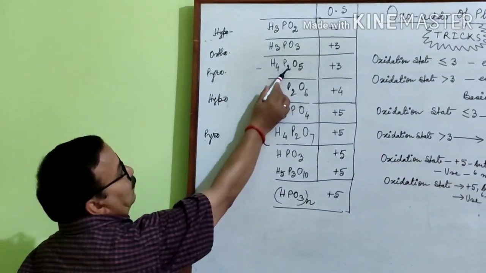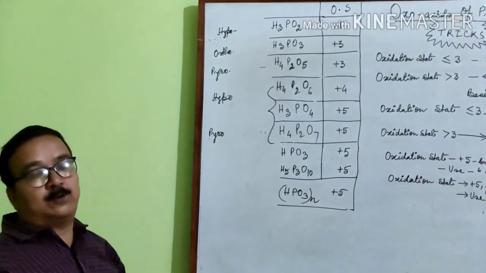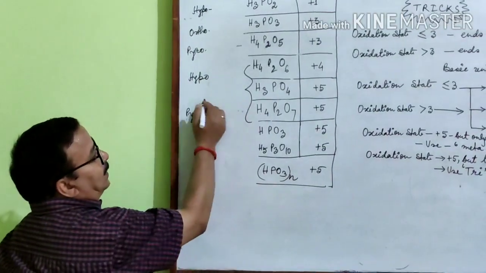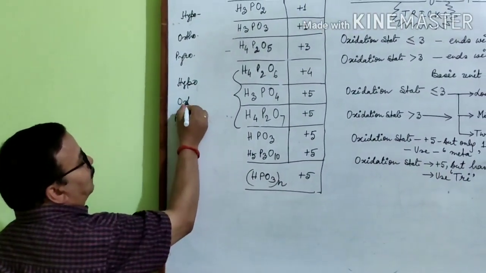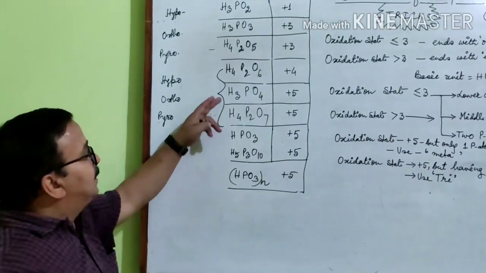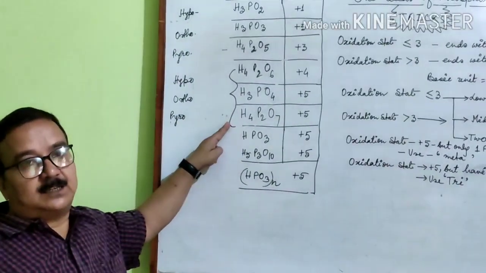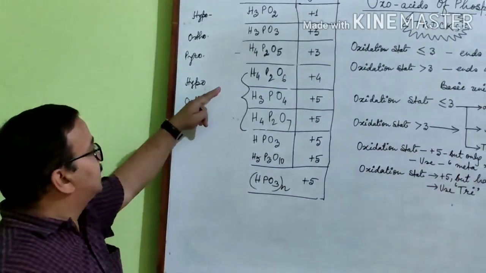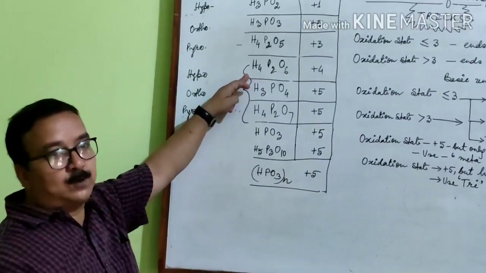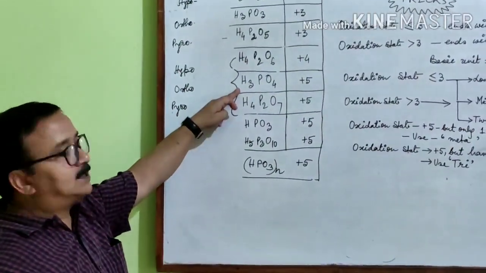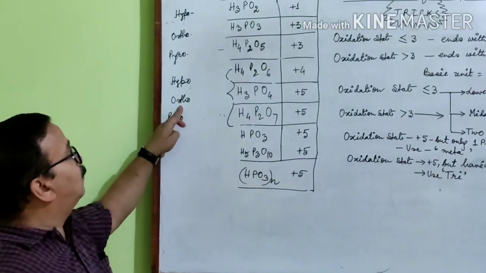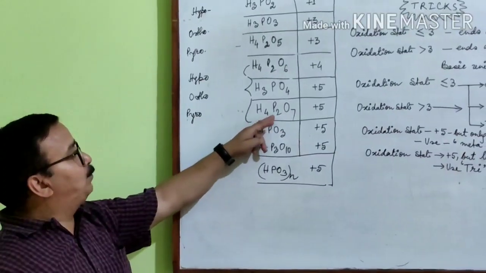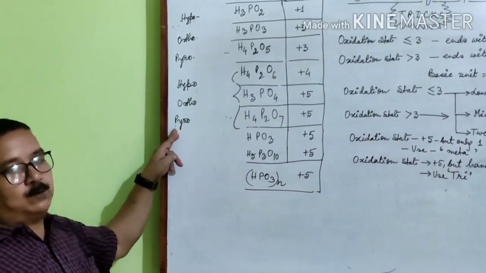Here also two phosphorus atoms were present. Therefore, we have used the term pyro. In between these two, here we will use ortho. All these oxoacids have oxidation state more than 3, therefore we will use the term -ic. So its name is hypophosphoric acid. Second, this one H3PO4, it is orthophosphoric acid or simply phosphoric acid. H4P2O7, it is pyrophosphoric acid.